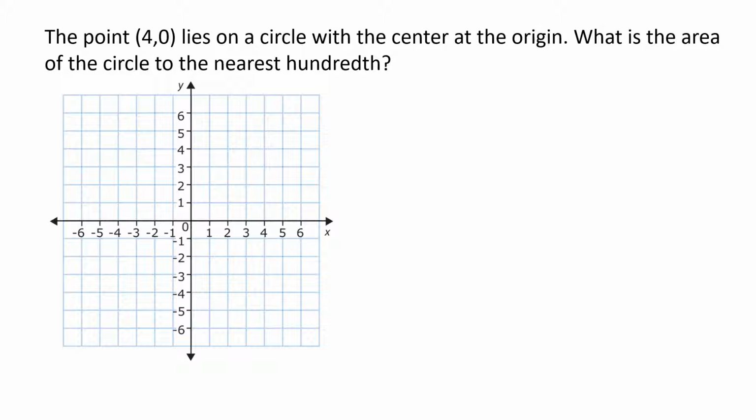All right, circle area part 3, going deeper with the area of a circle. Okay, the first one: the point (4, 0) lies on a circle with the center at the origin. And what is the area of the circle?